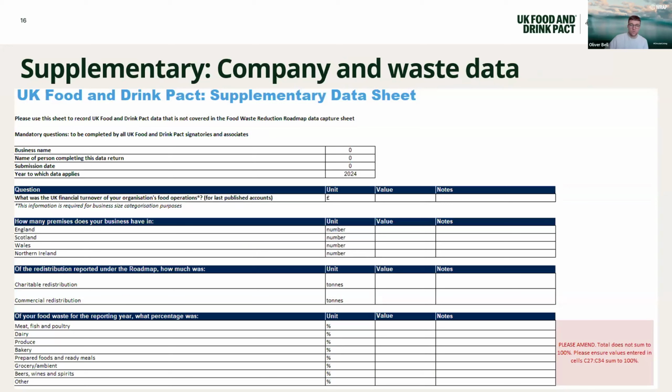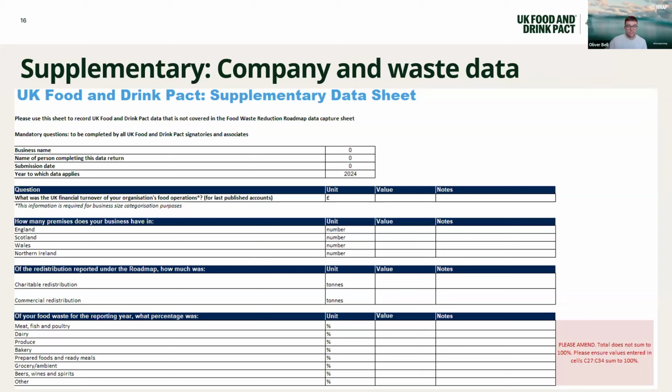Now we have the supplementary tab. This is an additional sheet with information closely linked to the main data capture sheet. Just some key points to pull out from this one. We do ask for your financial turnover for food operations, and this is simply to help classify your business as a large business or an SME.